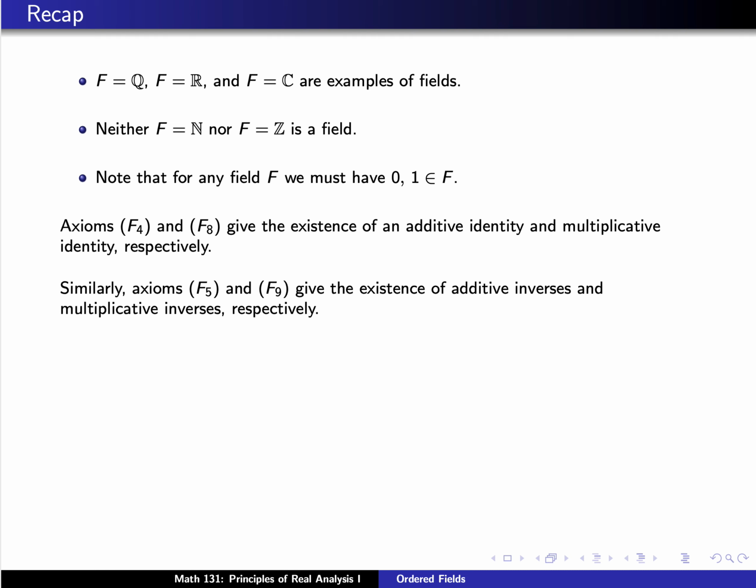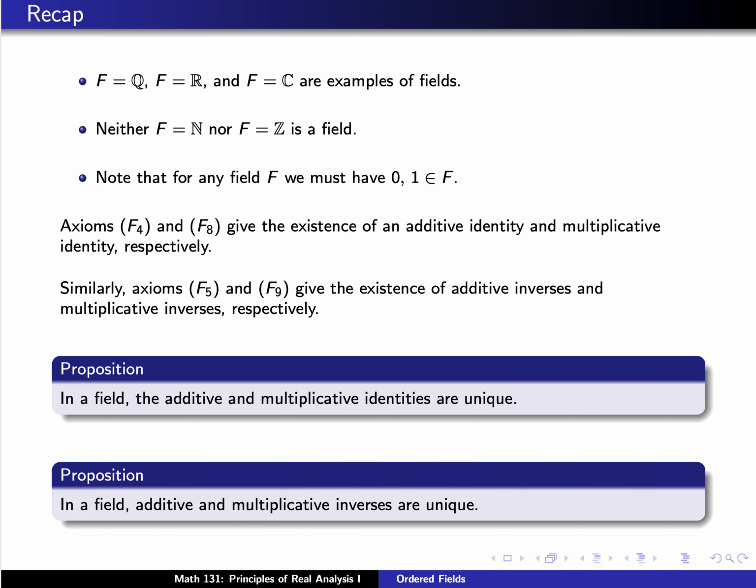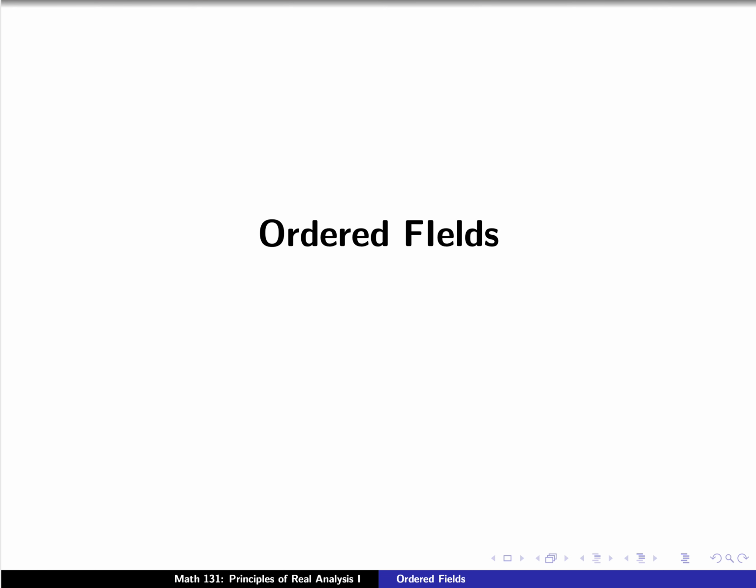Axioms F4 and F8 give the existence of an additive identity and multiplicative identity. Similarly, axioms F5 and F9 give the existence of additive inverses and multiplicative inverses. We've actually found that these are unique. In a field, the additive and multiplicative identities are unique. Similarly, the additive and multiplicative inverses are unique. We're going to use all of these properties now to try to define an ordered field.